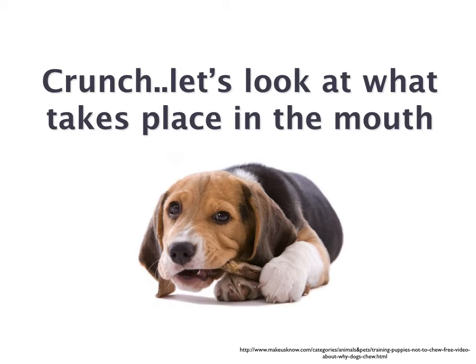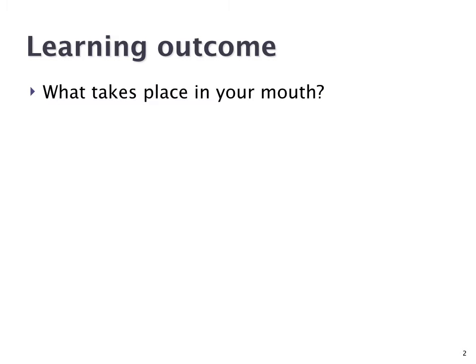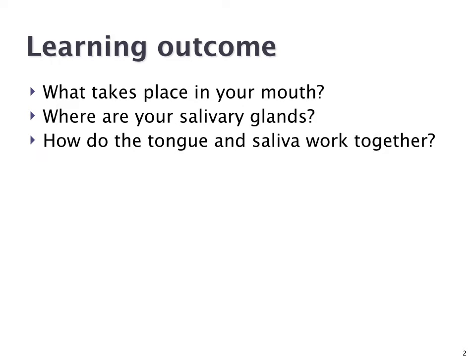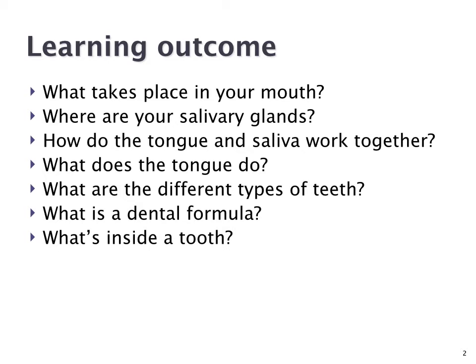In this topic, we're going to look at what takes place in the mouth and what's inside your teeth. So by the end of this topic, you should be able to answer the questions: what takes place in your mouth? Where are your salivary glands? How do the tongue and saliva work together? What does the tongue do? What are the different types of teeth? What's a dental formula? And finally, what's inside a tooth? So when you see the words in purple, remember to fill these in your notes.